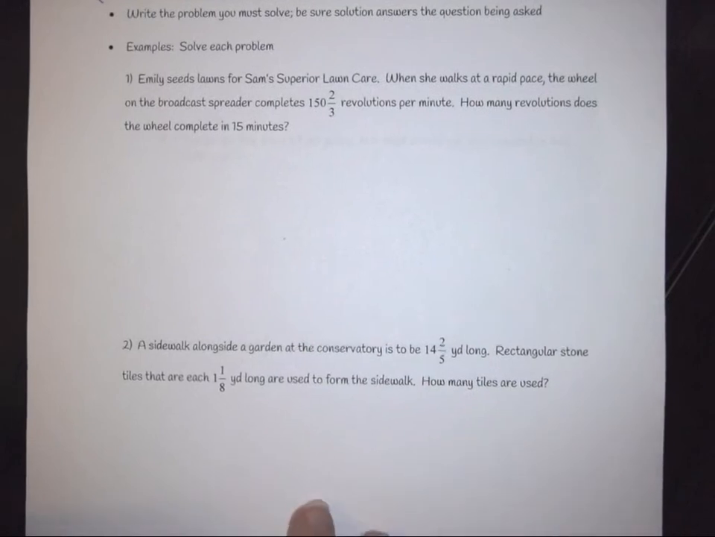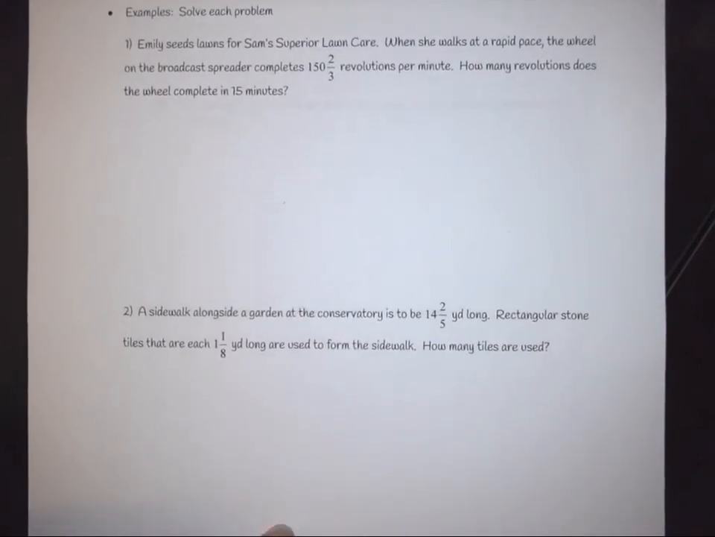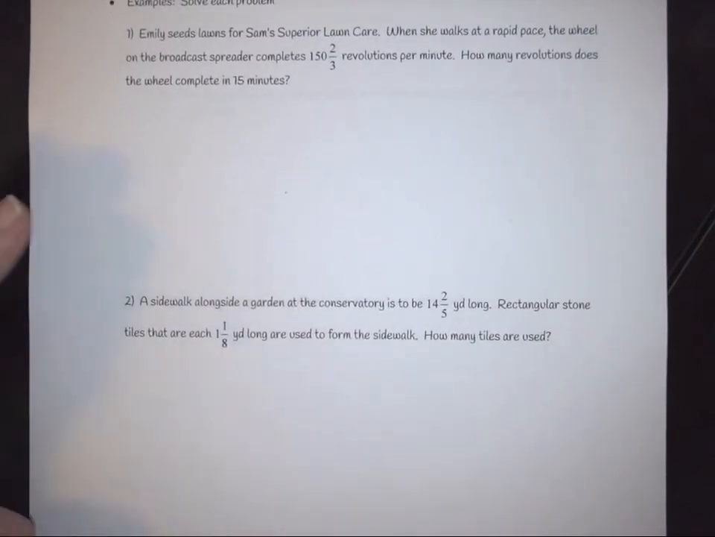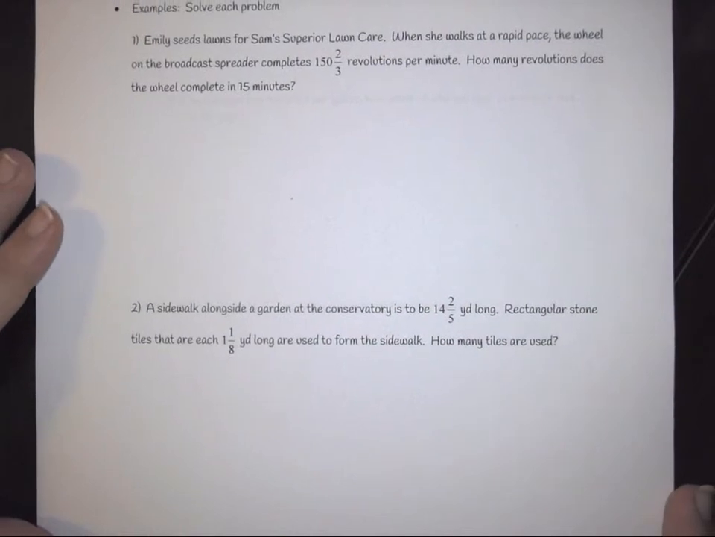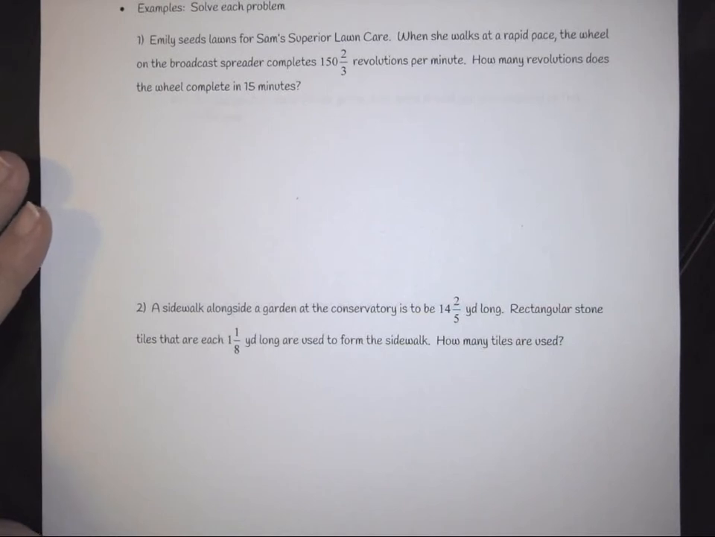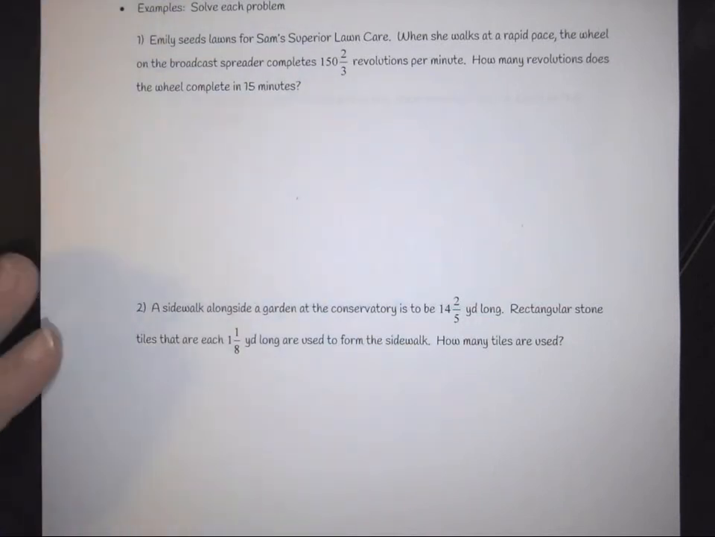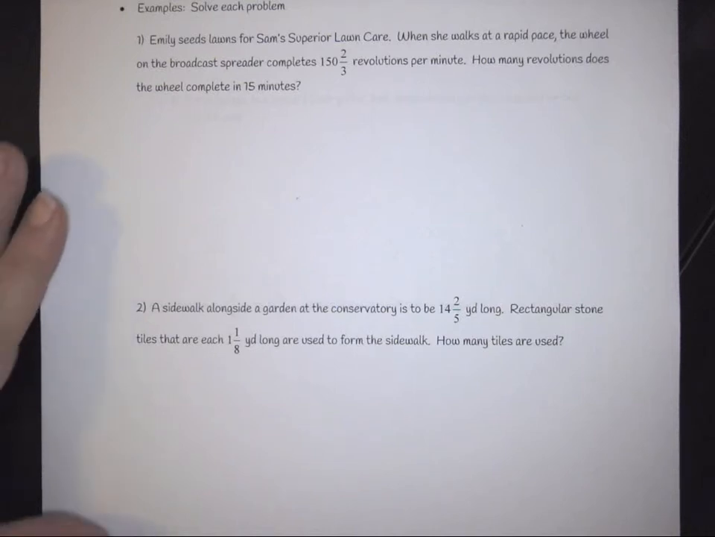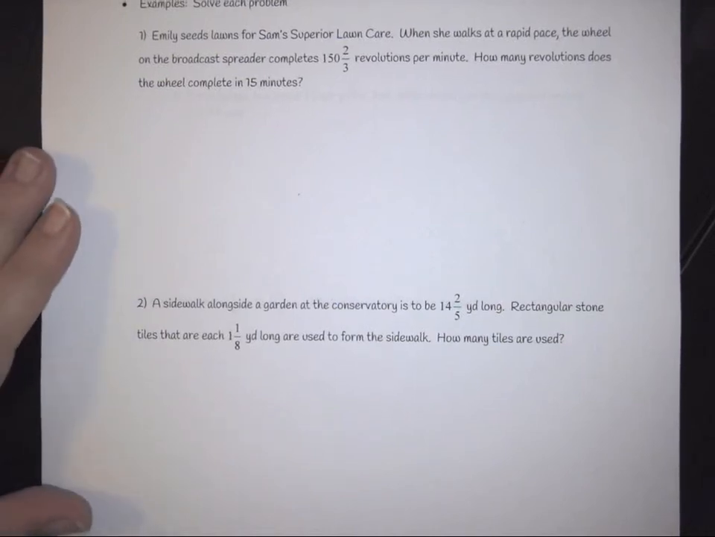So here what it says is Emily seeds lawns for Sam Superior Lawn Care. When she walks at a rapid pace, the wheel on the broadcast spreader completes 150 2/3 revolutions per minute. The question says, how many revolutions does the wheel complete in 15 minutes?